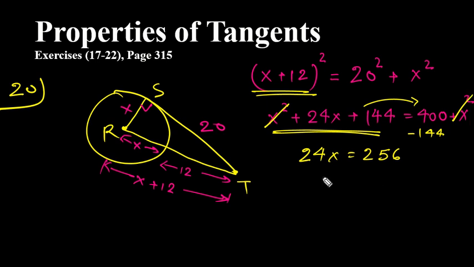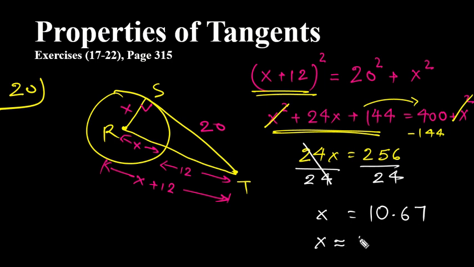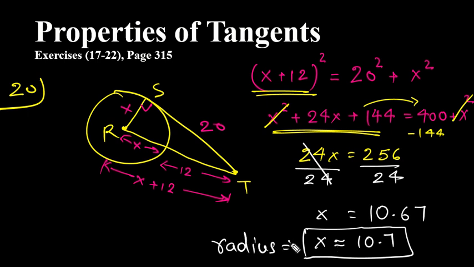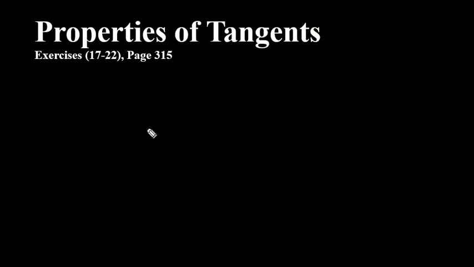Now what will be your next step? Next step will be dividing, so x is equal to 256 divided by 24. 256 divided by 24 will give you 10.67, but in our question it is given round to the nearest tenth, so I will write it as x is approximately equal to 10.7. So how much is x? x is equal to 10.7. So the radius is 10.7. Good.